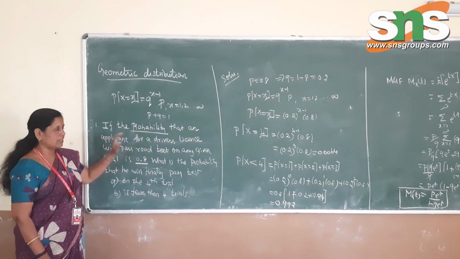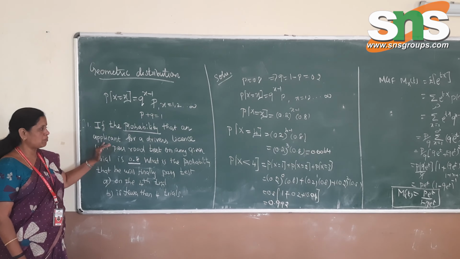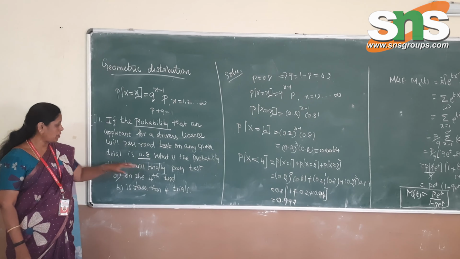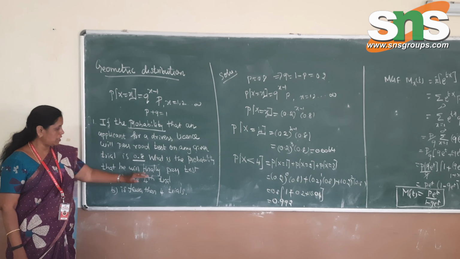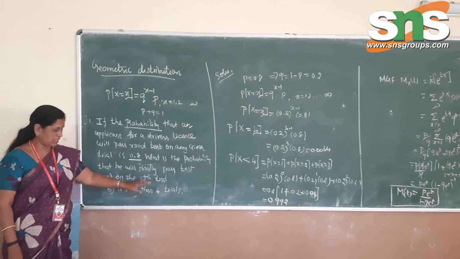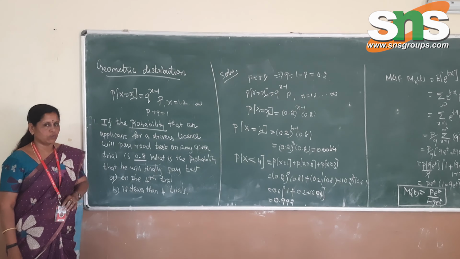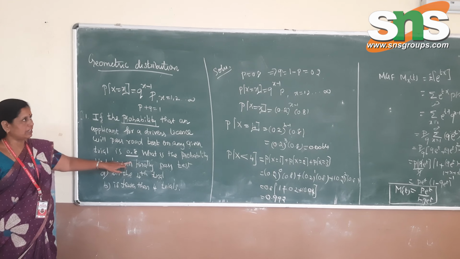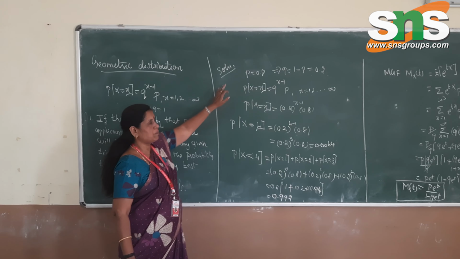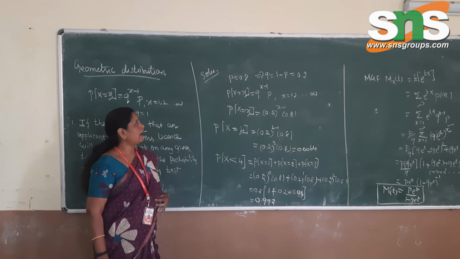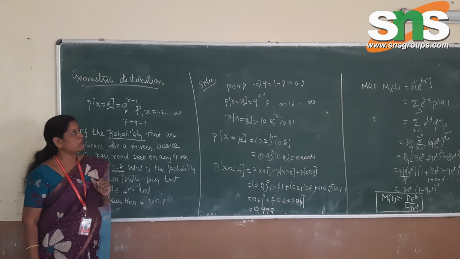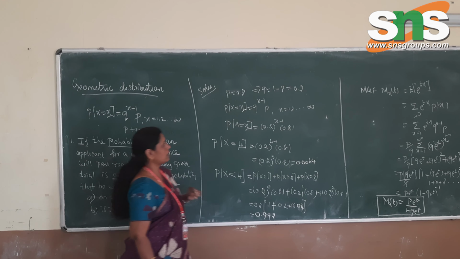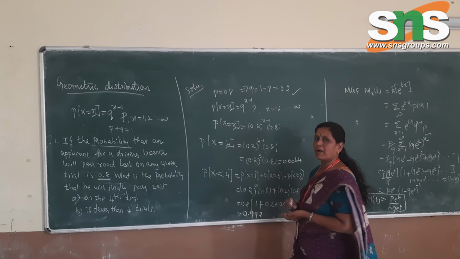If the probability that an applicant for a driver's license will pass the road test in any given trial is 0.8, what is the probability that he will finally pass the test on the fourth trial? Next, fewer than four trials. Here they have given probability is 0.8. Here probability value p equal to 0.8, and our q value is 1 minus p because p plus q equal to 1. So 1 minus 0.8, we get our q value equal to 0.2.